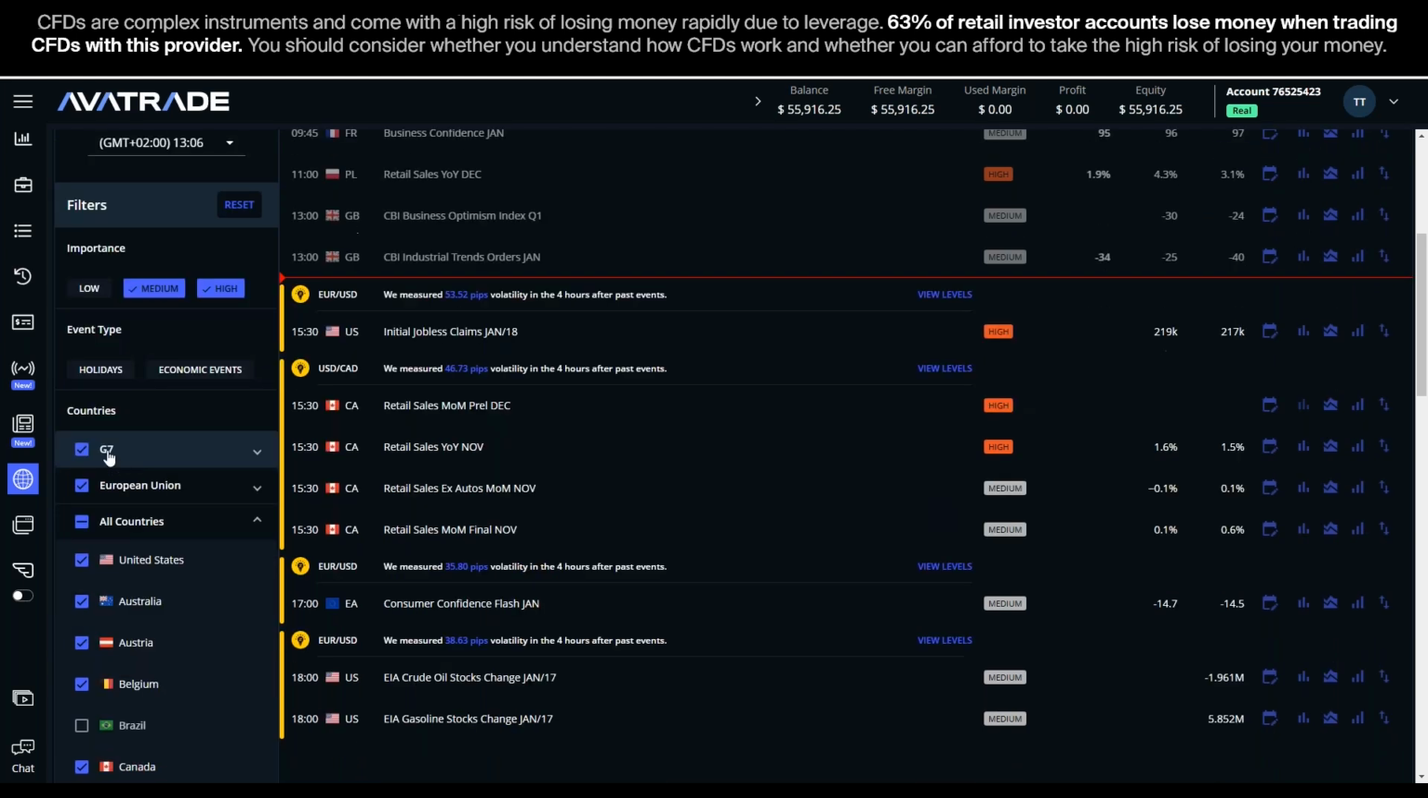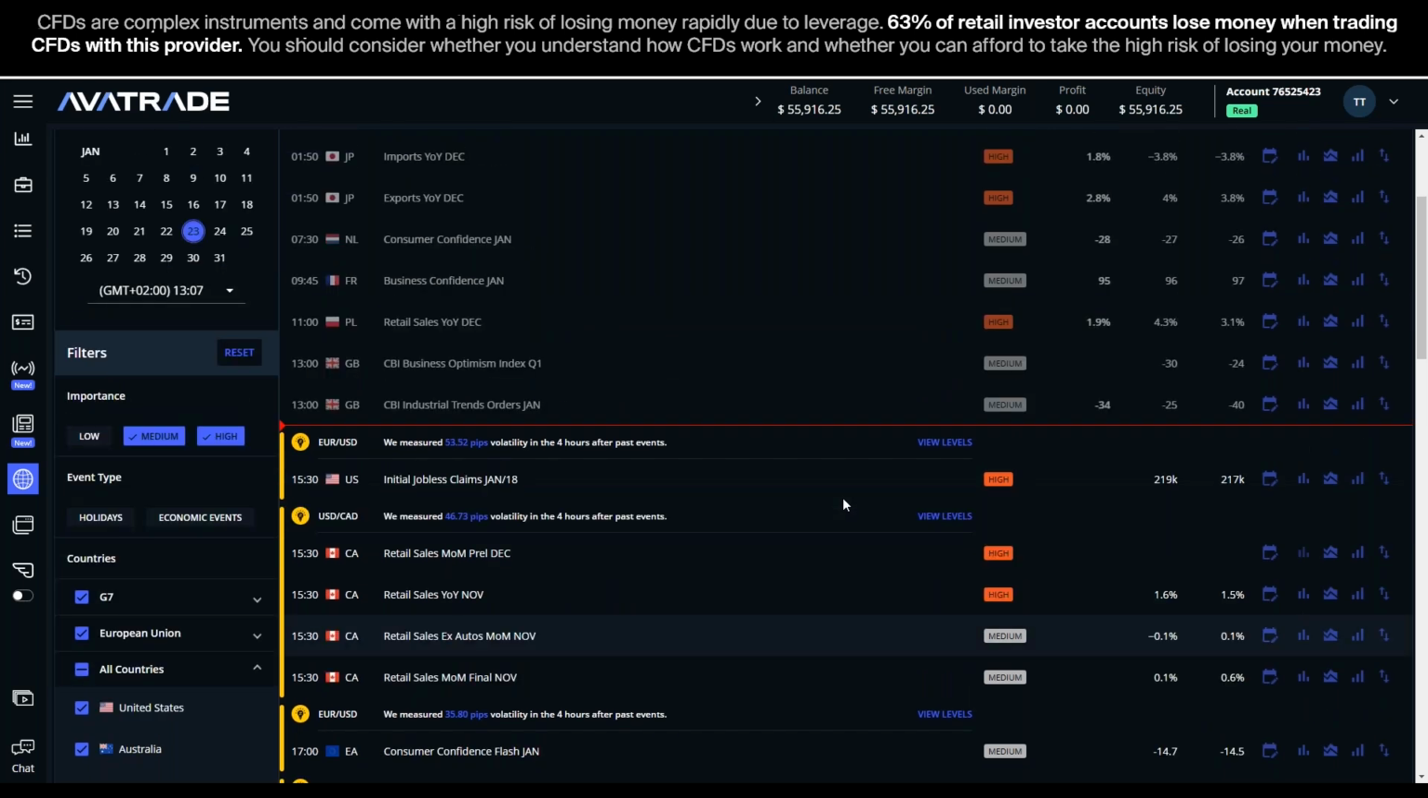And you can choose the countries you're interested in. I chose the G7, European Union, the major economy type countries. I'm interested in seeing the medium and high level announcements, so I don't waste my time scrolling through low level announcements that I'm not interested in. So some announcements already occurred today, but if we take a look at what's upcoming, we can maybe preemptively plan what we might do depending on how the numbers come in.